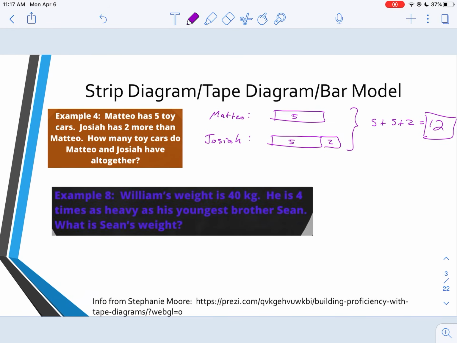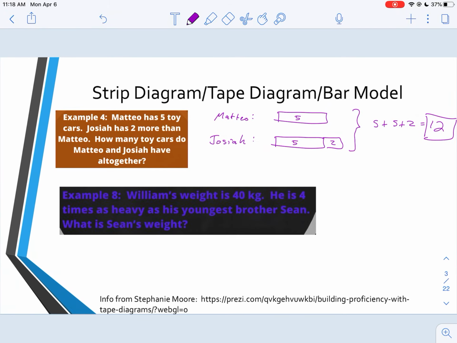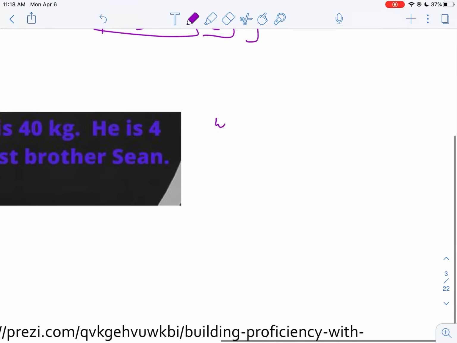It also works for multiplicative reasoning, where we're working with times or multiplying proportions, rather than just adding and subtracting. So here, William's weight is 40 kilograms. He is 4 times as heavy as his youngest brother, Sean. What is Sean's weight? So again, we're comparing. We have William and we have Sean.